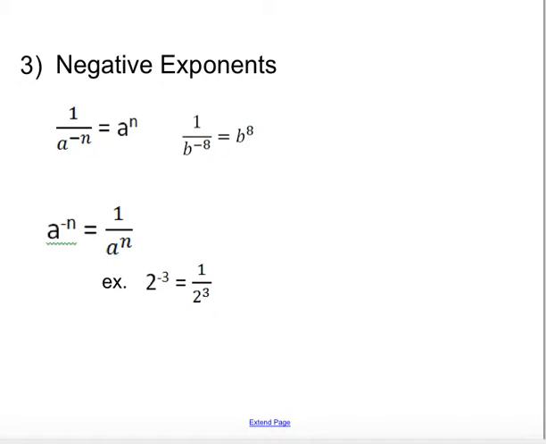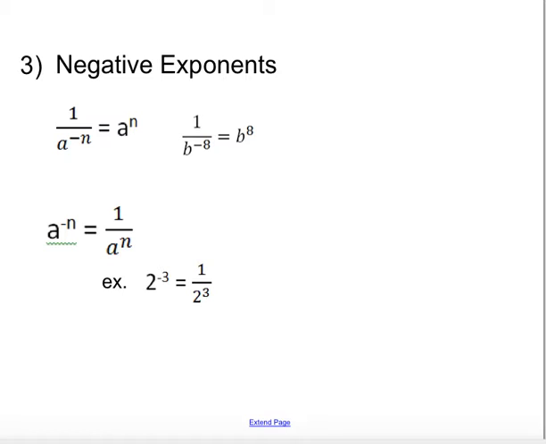And then I'm going to do the other one down here. If you got a to the negative n, it flips down into the denominator and becomes 1 over a to the n. So notice the power there became positive once you flipped it into the inverse side of the equation. So, and you got 1 over b to the negative 8. You're going to flip the b to the 8th up and make it positive, which becomes b to the 8th.